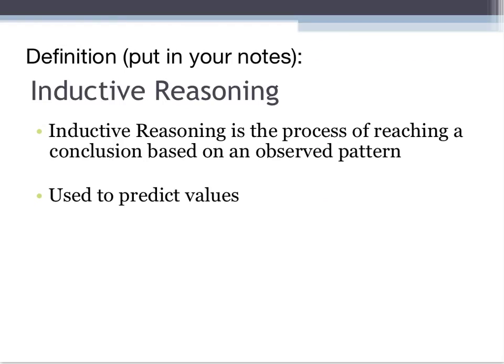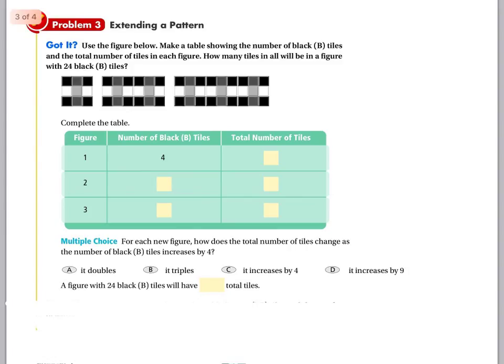A second concept and definition to add to your notes is inductive reasoning. Inductive reasoning is a process of reaching a conclusion based on observed patterns. It's used to predict values, to make predictions. In this problem, I have shown you a pattern, and we're going to extend that pattern. So take a moment and count the number of tiles, how many black, how many white, so we can fill in the table. Again, your table doesn't need to be as extensive as this, just a couple.